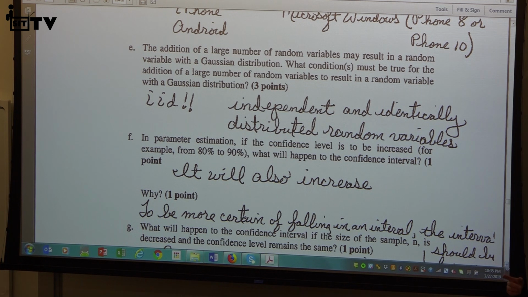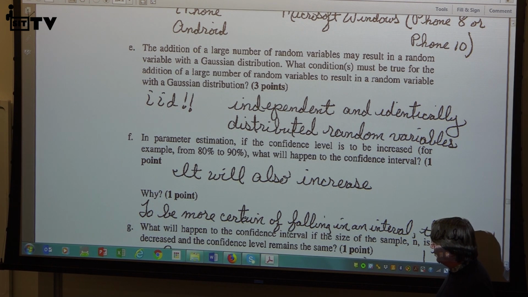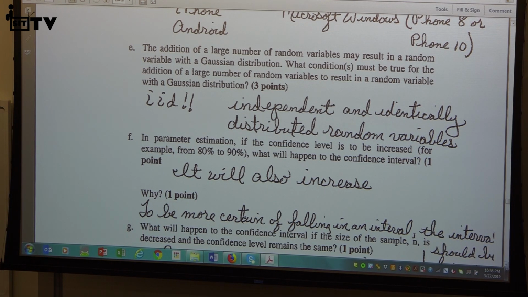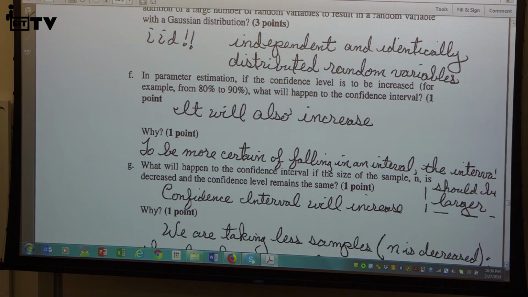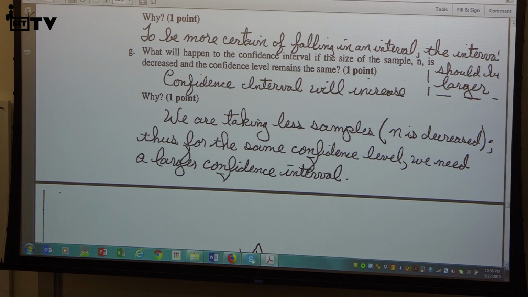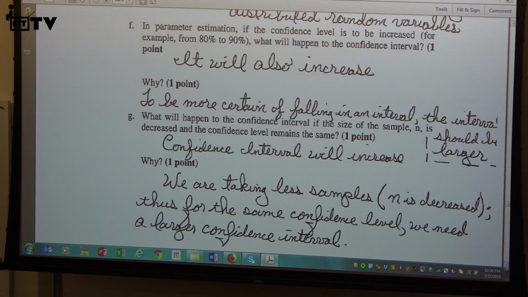G, what will happen to the confidence interval? Oh, Matt, this is just right down the home plate for you, Matt. What will happen to the confidence interval if the size of the sample is decreased and the confidence level remains the same? So now I take less measurements. The interval has to get bigger. I'm more uncertain. Confidence level will increase. Why? We are taking less samples, so we need a larger confidence interval. That's it.